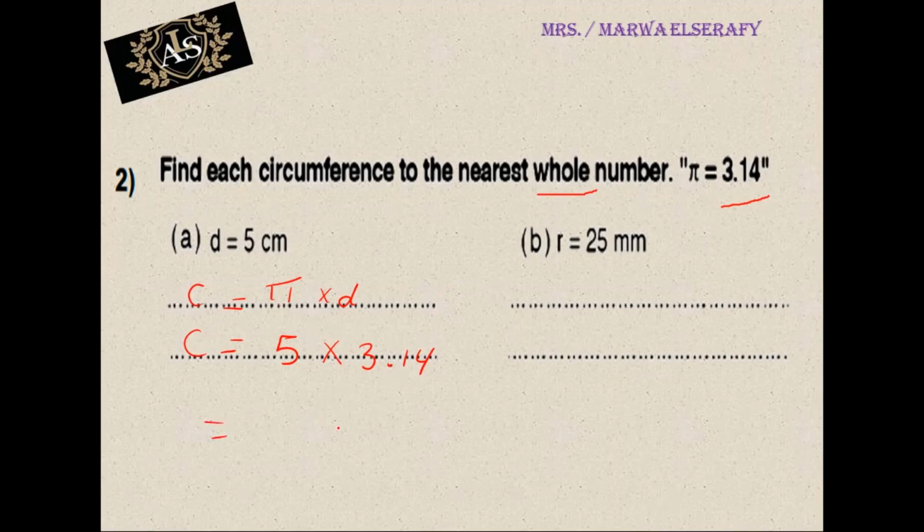5 times 4 equals 20, 0 and carry 2. 5 times 1 equals 5, and 2, it's 7, put point. 5 times 3 is 15. He wants it to the nearest whole number, so I will ask 7, are you rich or poor? No, I'm rich. So I will give 5 one. So it will be approximately equal to 16 centimeter. Okay, be careful.